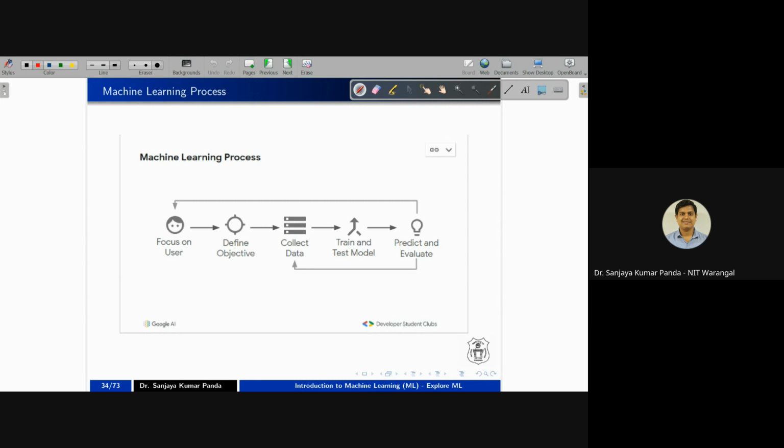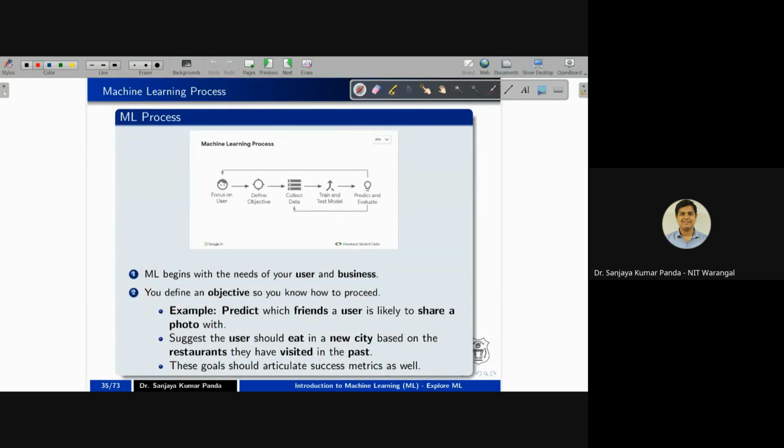First, we need to focus on the user, right? So maybe you are targeting a movie recommendation system where you have to recommend a particular movie to a user, or let's say agriculture crop prediction, which crop is suitable based upon the location. Then based upon an application or a business, you can focus on a particular problem. So ML begins with the needs of your user and business. That is the very first step that comes under the problem statement or deciding our goal.